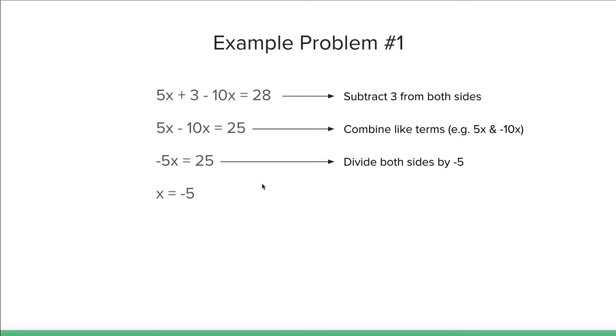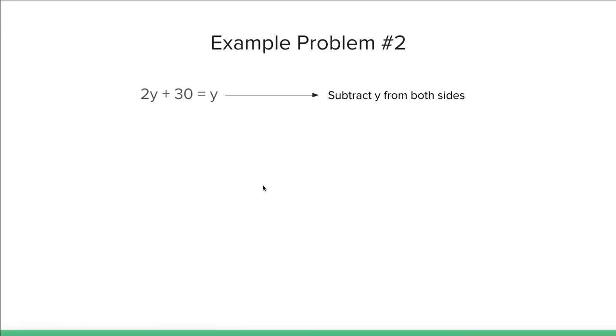Let's move on to the next problem. This problem is 2y plus 30 is equal to y. So, now we need to subtract y from both sides. You get y plus 30 is equal to 0. Then you subtract 30 from both sides. You get y is equal to negative 30.